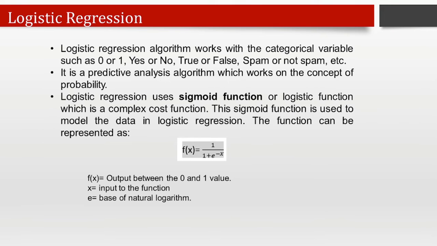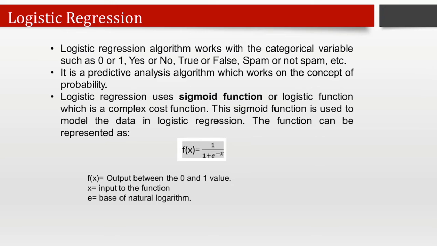So now the logistic regression. Logistic regression is another supervised learning algorithm which is used to solve classification problems. In classification problems, we have dependent variables in a binary or discrete format such as zeros or ones. Logistic regression algorithms work with a categorical variable such as 0 or 1, yes or no, true or false, spam or not spam, etc. It is a predictive analysis algorithm which works on the concept of probability.